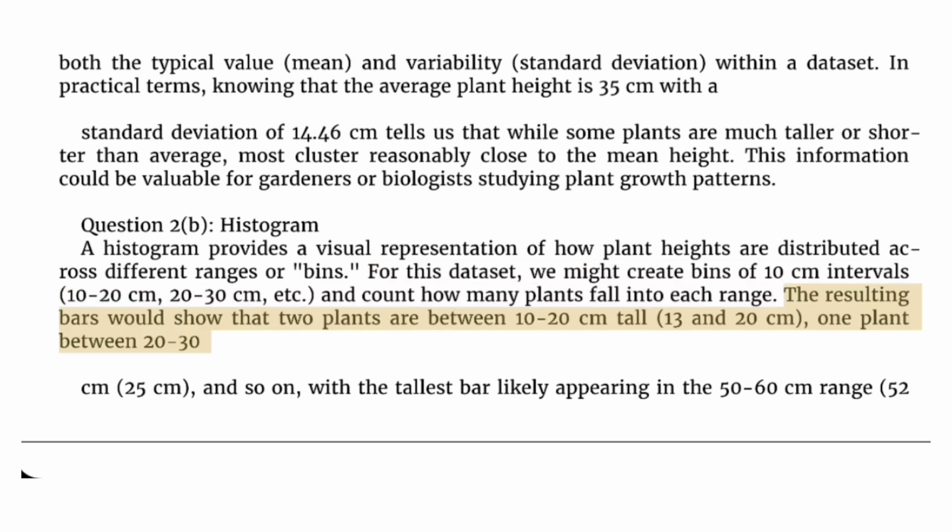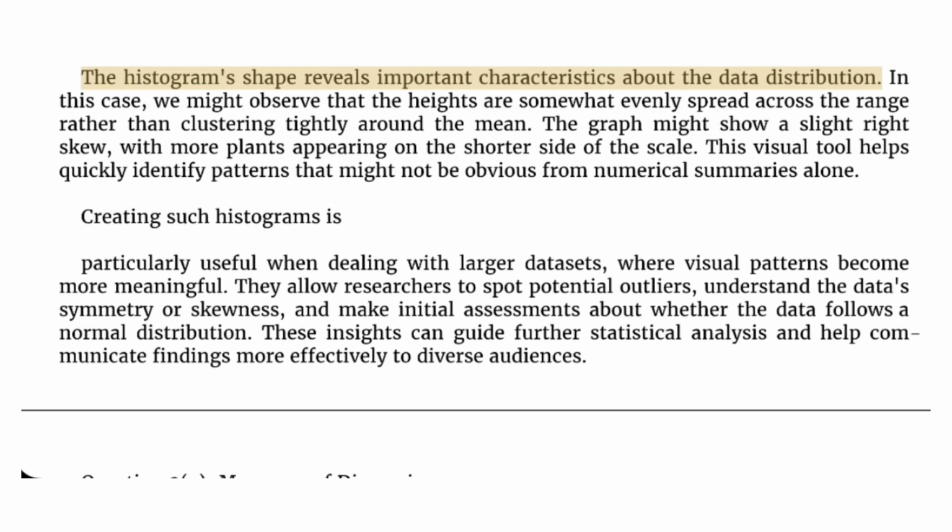The resulting bars would show that 2 plants are between 10 to 20 cm tall, 13 and 20 cm, 1 plant between 20 to 30 cm, 25 cm, and so on, with the tallest bar likely appearing in the 50 to 60 cm range, 52 and 55 cm. The histogram's shape reveals important characteristics about the data distribution.